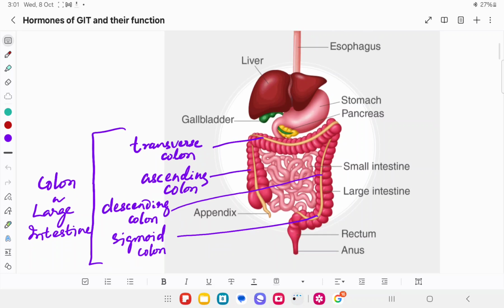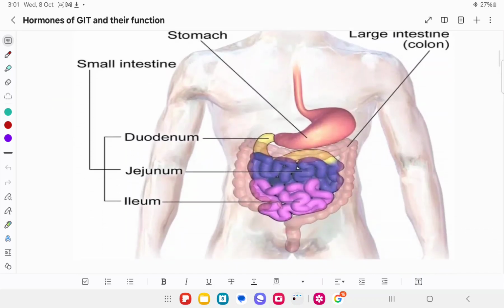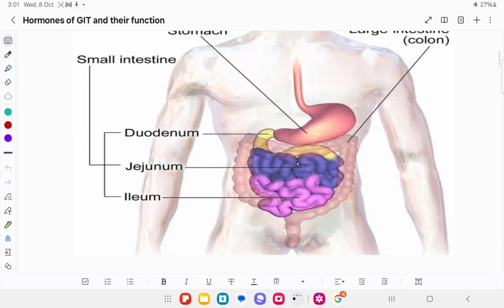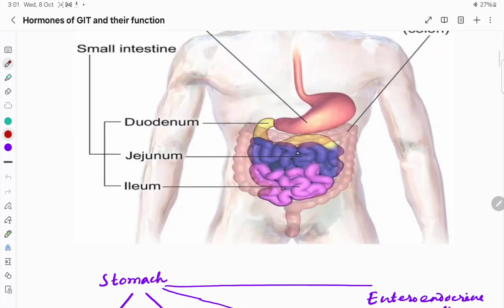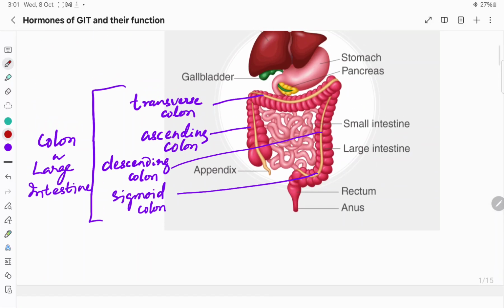So the small intestine consists of three parts: the duodenum, jejunum and ileum. Then the large intestine or colon is divided into four parts: the ascending colon, then transverse colon, then the descending colon and finally the sigmoid colon.